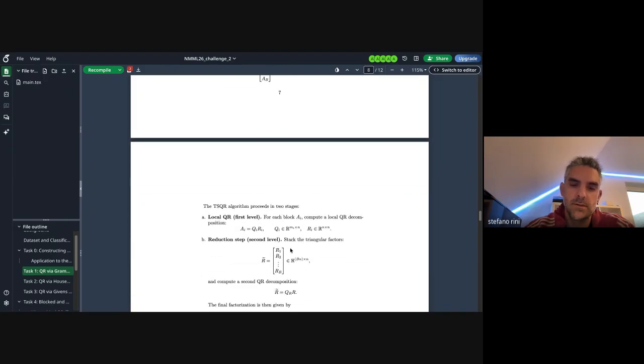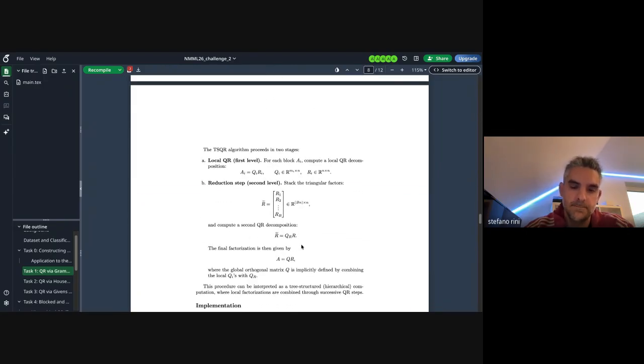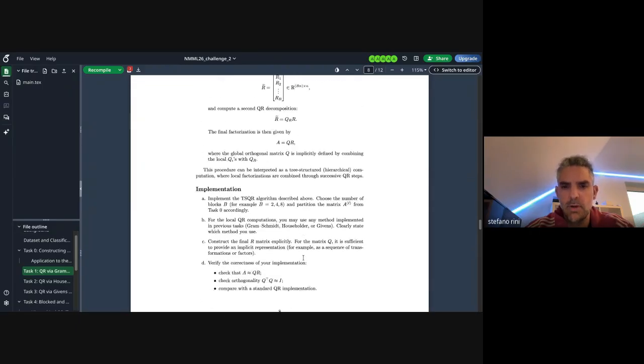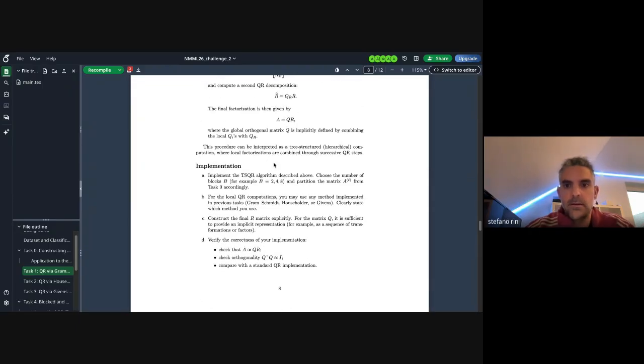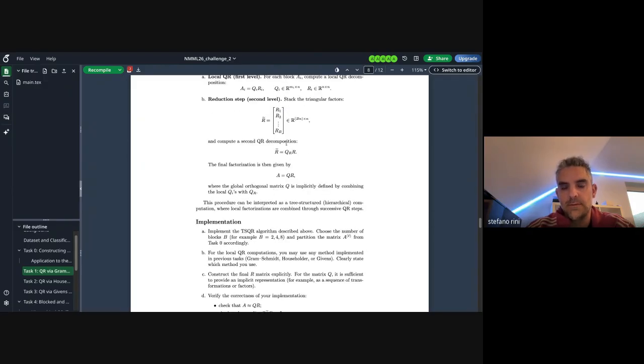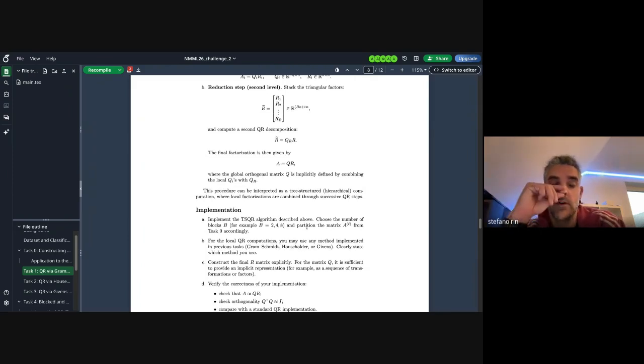So you have two levels. You have a first level, then you have a second level, using block matrices. It's very cute because first you do a first level of this decomposition of the matrix, and then you can give each of the following submatrices to one of the Gram-Schmidt, Householder, or Givens decompositions that you have implemented before. So very easy.